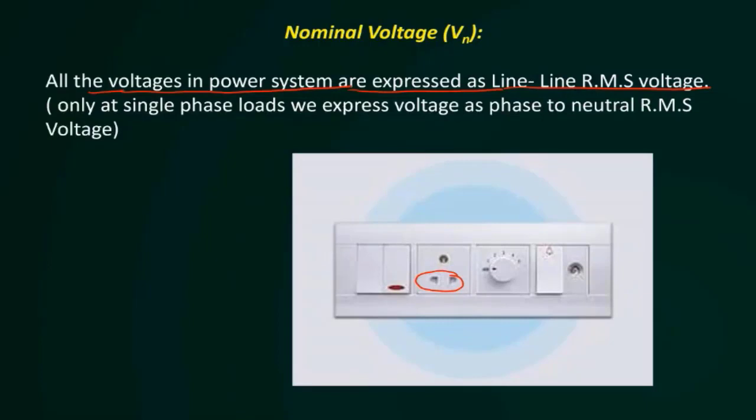In transformers, suppose it is a 33 kV by 11 kV transformer, 33 kV is the high voltage, 11 kV is the low voltage. 33 kV is the line to line RMS voltage on the HT side, and 11 kV is the line to line RMS voltage on the low tension side. Okay. Suppose somebody says 400 kV transmission line. What is that 400 kV? 400 kV is the line to line RMS voltage of that transmission line. Likewise, at every point in the power system network, the voltage is specified as line to line RMS voltage.